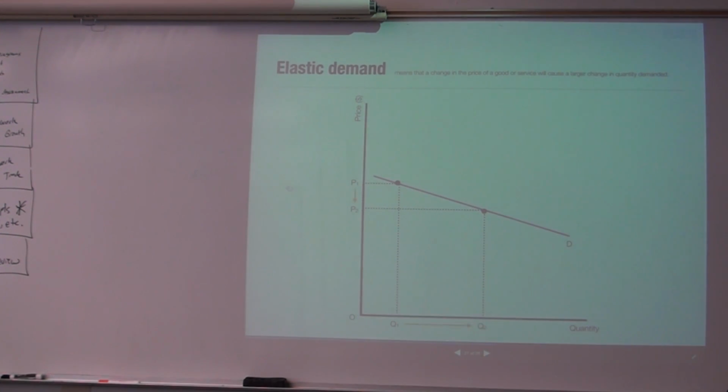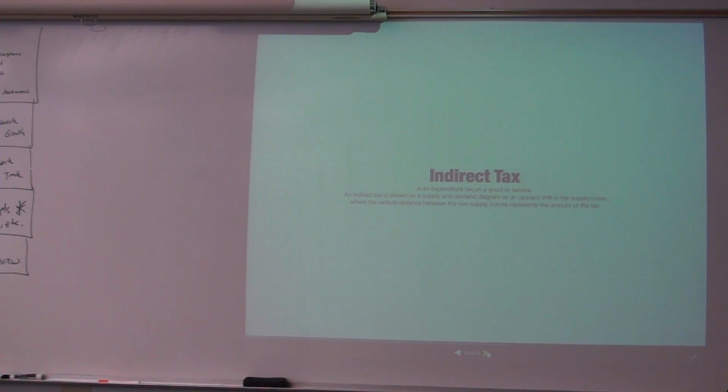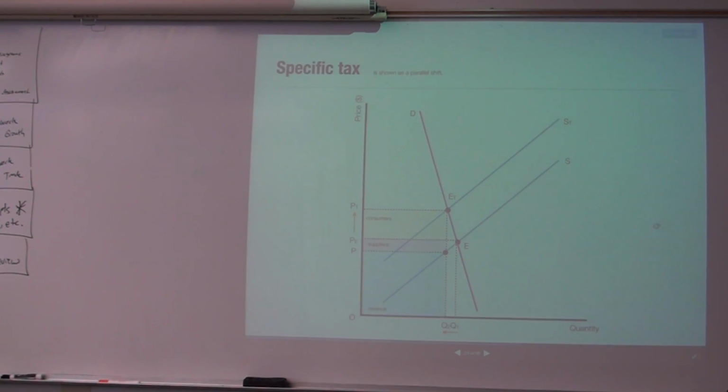Elastic demand is a situation where price will change percentage-wise less than quantity. So small changes in price, in this case you see P1 moving down to P2, will create much larger increases in quantity, percentage-wise.